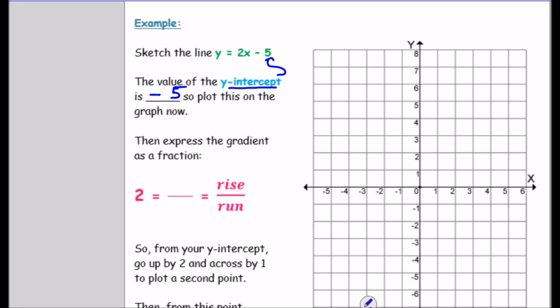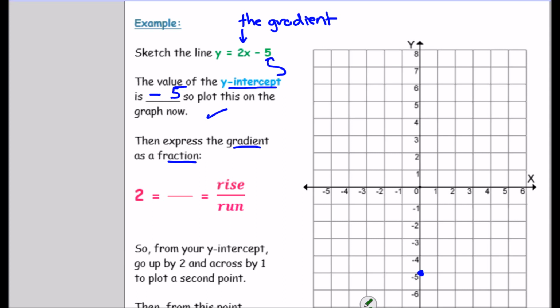Plot the y-intercept of negative 5. Let's do that in blue. See, down the bottom, not at positive 5, at negative 5. Tick, done. Then express the gradient as a fraction. So what is the gradient according to our green equation? Is it x? No, it's 2. So 2 is the gradient. It's the coefficient of the x term that is our gradient.